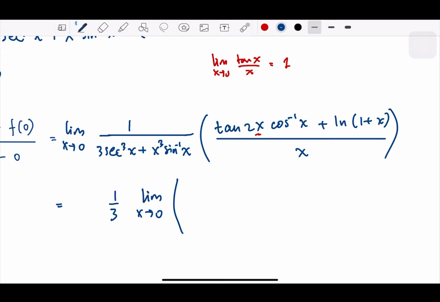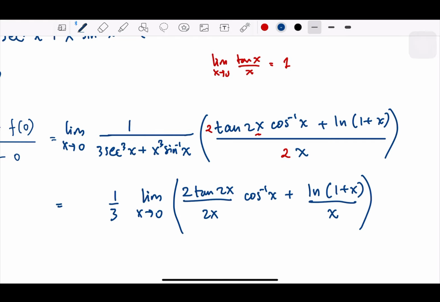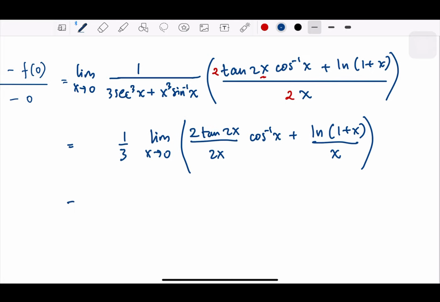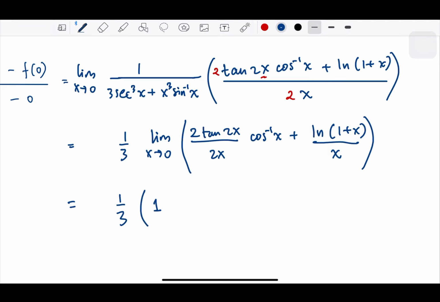Okay, first we need to take this to 2, and we need to also multiply the top one. So 2 tangent 2x, okay, and then this is cos inverse x plus ln 1 plus x. Okay, so this will be 1 over 3. This will be 1. This will be 1. Okay, and then multiply by 2, so it's 2.